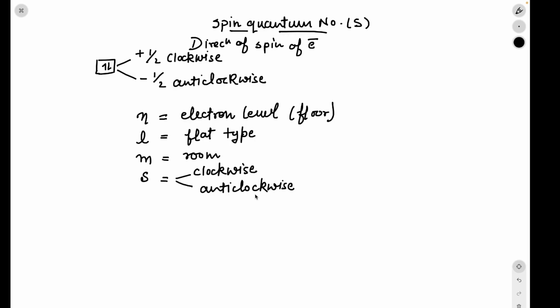That is, 2 persons in the same room must face opposite directions, just like 2 electrons in the same orbital must have opposite spins. So this property can also explain Pauli's exclusion principle.